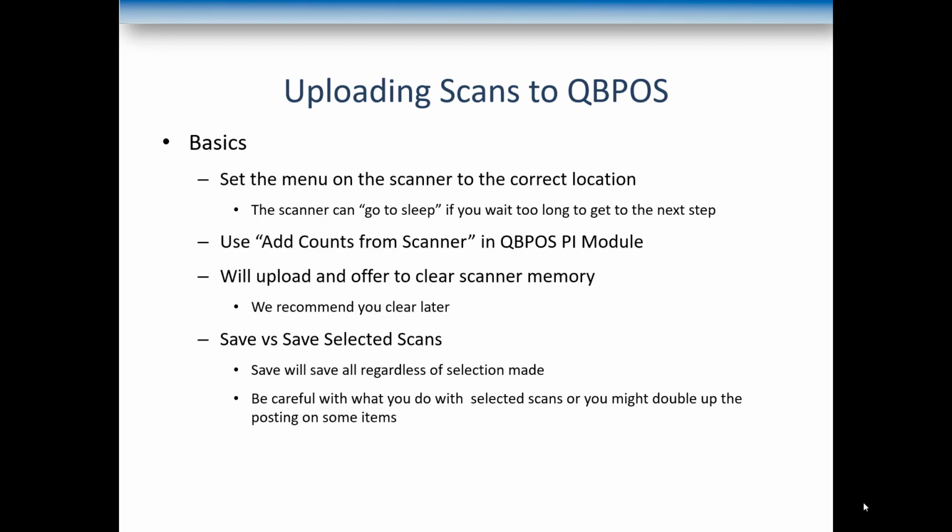Okay, so we're going to go ahead and set the menu on the scanner, which means it has to go into the upload or number 2 option. Keep in mind that it can go to sleep, especially the MetroLogic, if it's left on too long. So you want to make sure that it's on. And then you're going to use the add counts from scanner in the physical inventory module. We'll go through that in a moment.